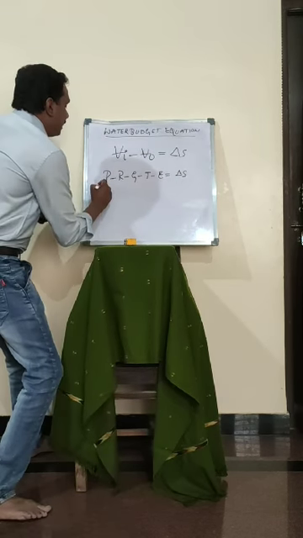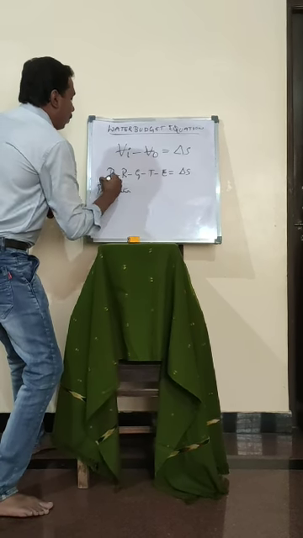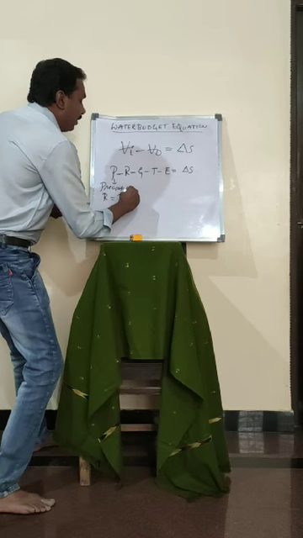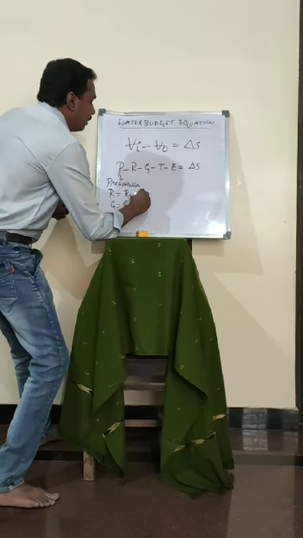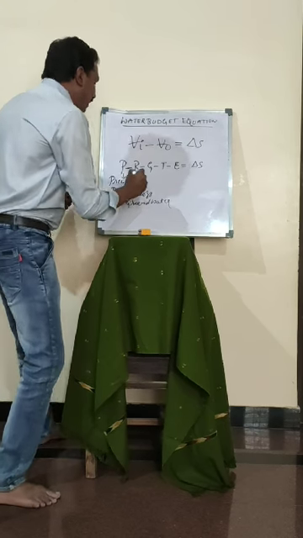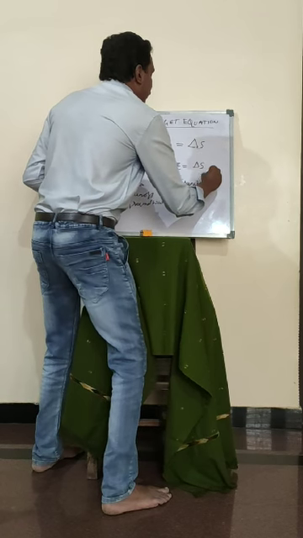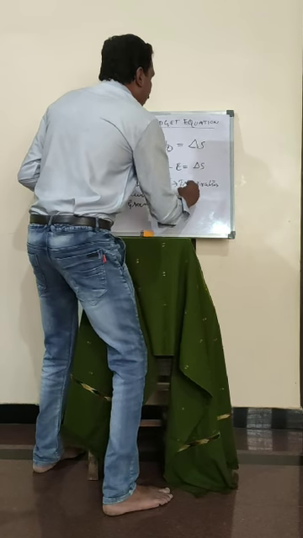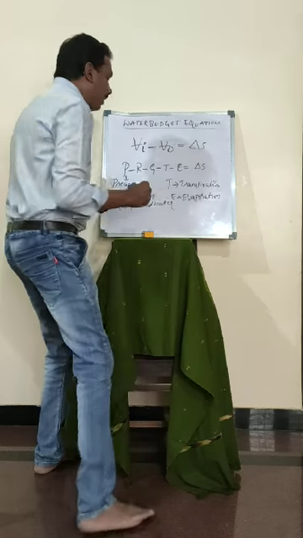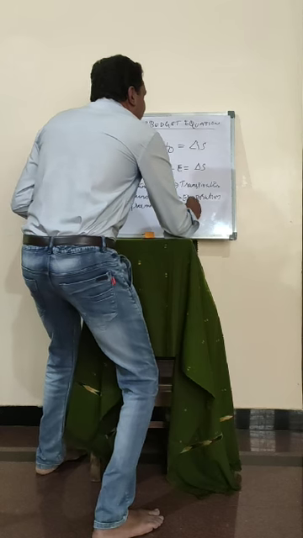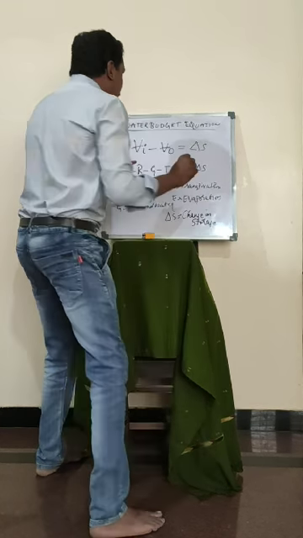What is P? P is nothing but precipitation. What is R? R is runoff. What is G? G is groundwater. What is T? Transpiration. What is E? Evaporation. Then what is delta S here? Delta S is nothing but change in storage. That's what I explained.